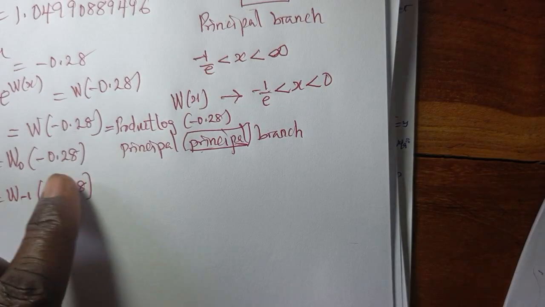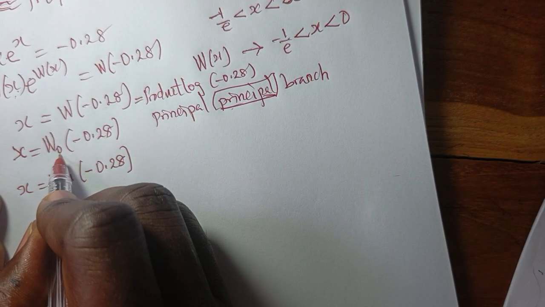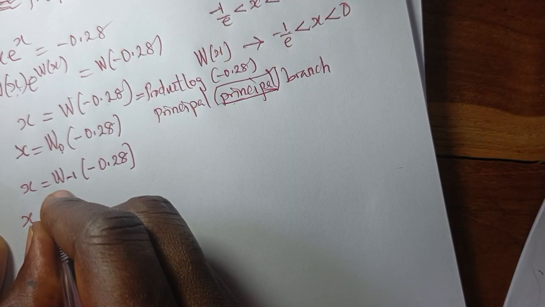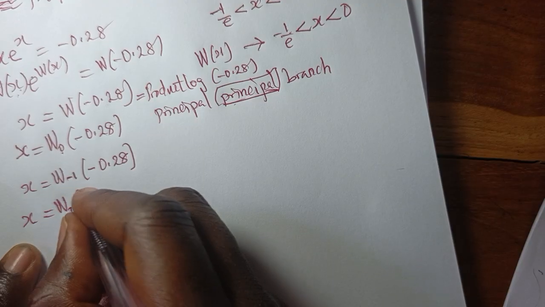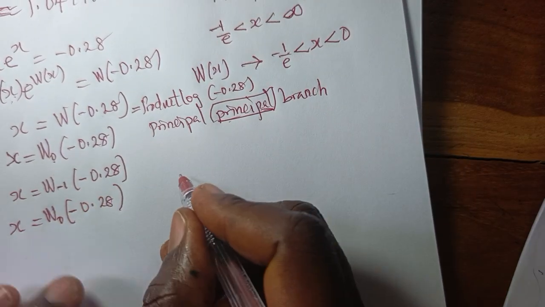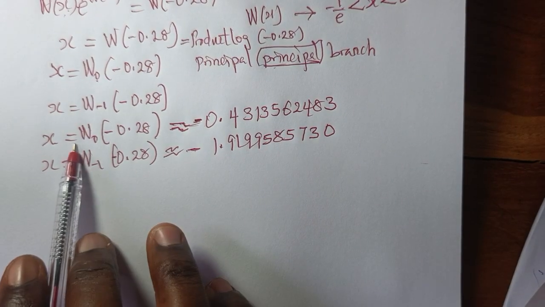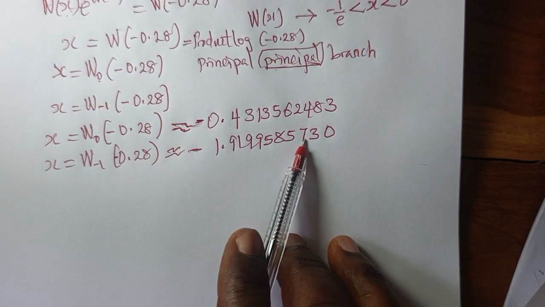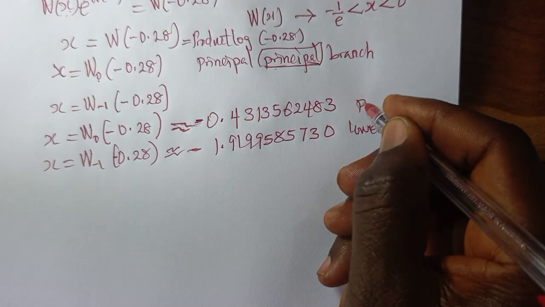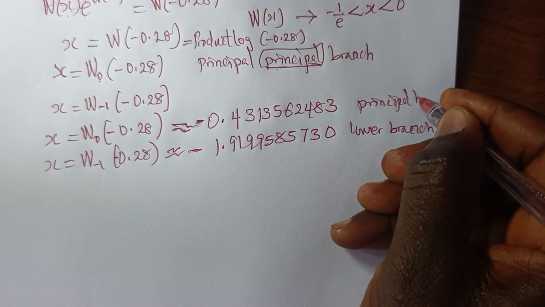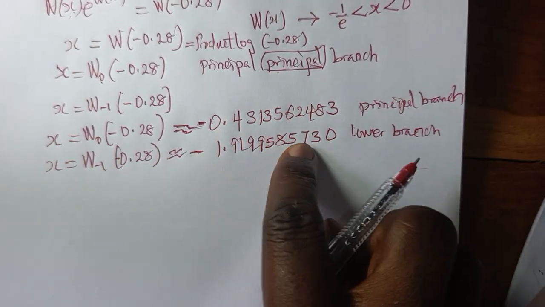Now when you press W function of minus 0.28, for the principal branch, that is W0 function of minus 0.28, we obtain this result. For the lower branch, you obtain this result. So you are going to obtain these two resolutions, x equals this and x equals this, to satisfy the equation here.